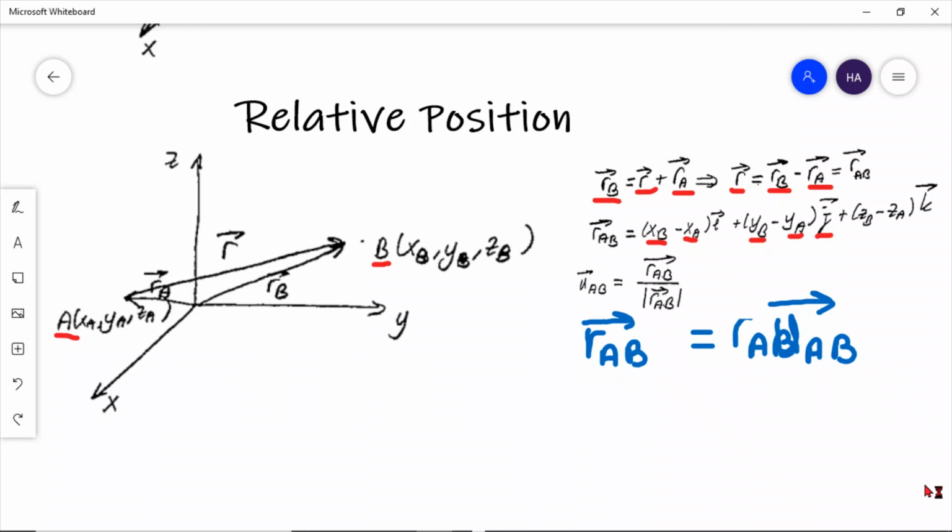Now I can define a unit vector also from A to B. Now in this case, what I need to do is just divide the relative position vector by its magnitude. Then this will give me the unit vector.